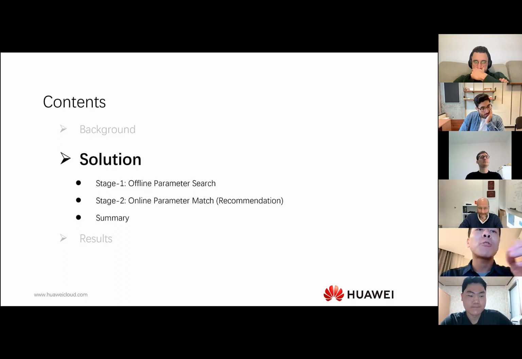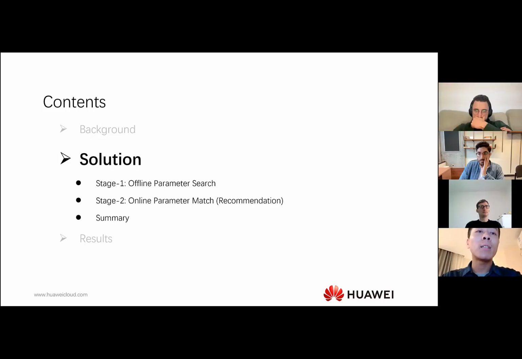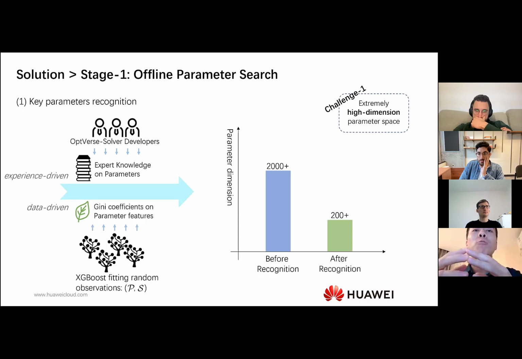So we developed a solution which contains two stages that respectively answer the two questions mentioned just now. In the first stage, we do an offline parameter search. Before entering the BO loop, we do some pre-processing steps.